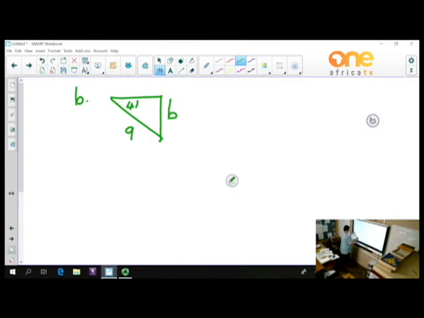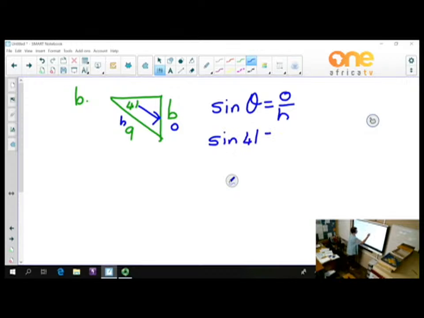41, b, 9. Right, which function will we use now? How will I know? Let your eyes go to the angle and then determine this is the opposite and this one is the hypotenuse. Can you see? So which function? Sine theta is opposite over hypotenuse. Write it down. Now you're going to substitute. So sine 41 is equal to b over 9.